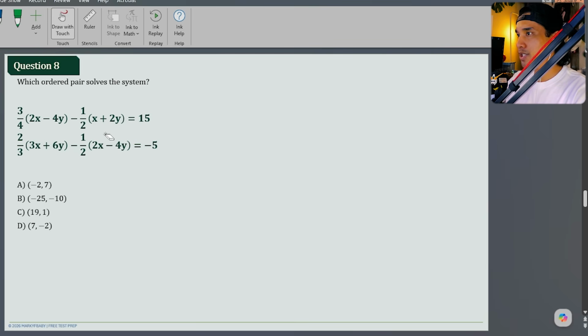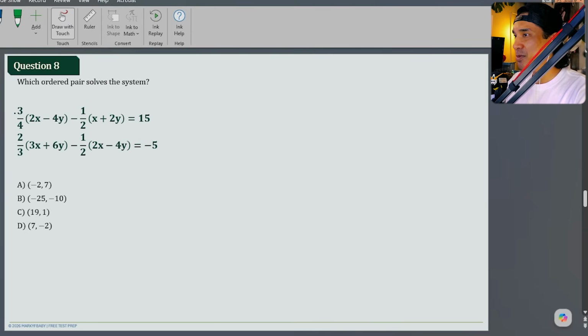Okay, which ordered pair solves the system? All right, so this one's hard on purpose. This one's hard for no reason, actually. This one just has many fractions, and in this case, I just wanted you to get used to looking and seeing fractions and not getting scared, not being afraid when it happens. So this is just basic arithmetic. It's just going to be a lot. And you might come across something like this on the test.